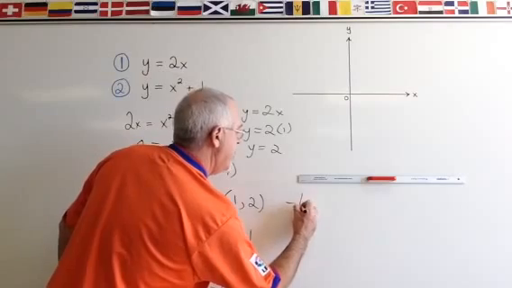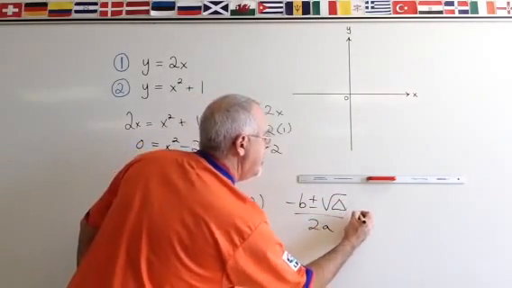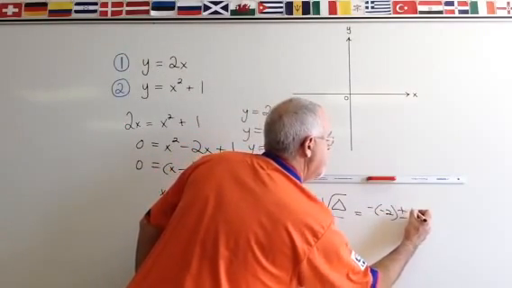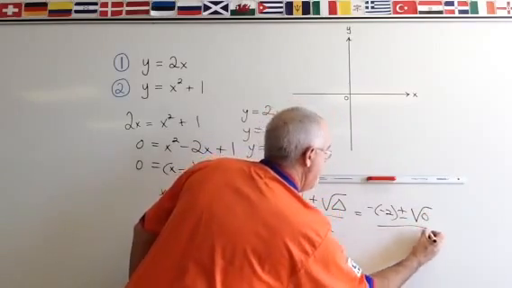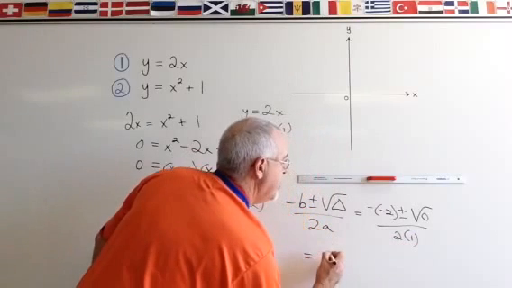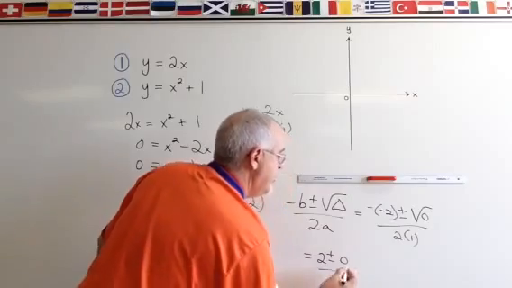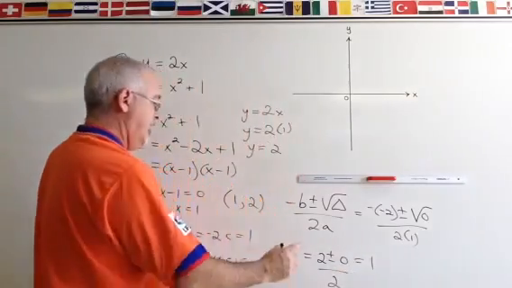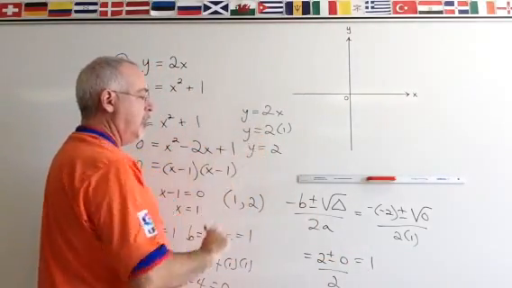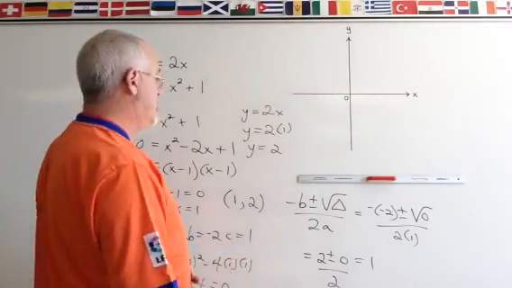Using the formula, negative b plus or minus the square root of the discriminant over 2a, I get negative of negative 2 plus or minus the square root of 0 over 2 times 1, which gives me 2 plus or minus 0 over 2. There is only one answer, and it is 1. My final step is going to be the same. I'm going to plug x equals 1 into one of the equations and solve for y, so I get the same answer, of course.